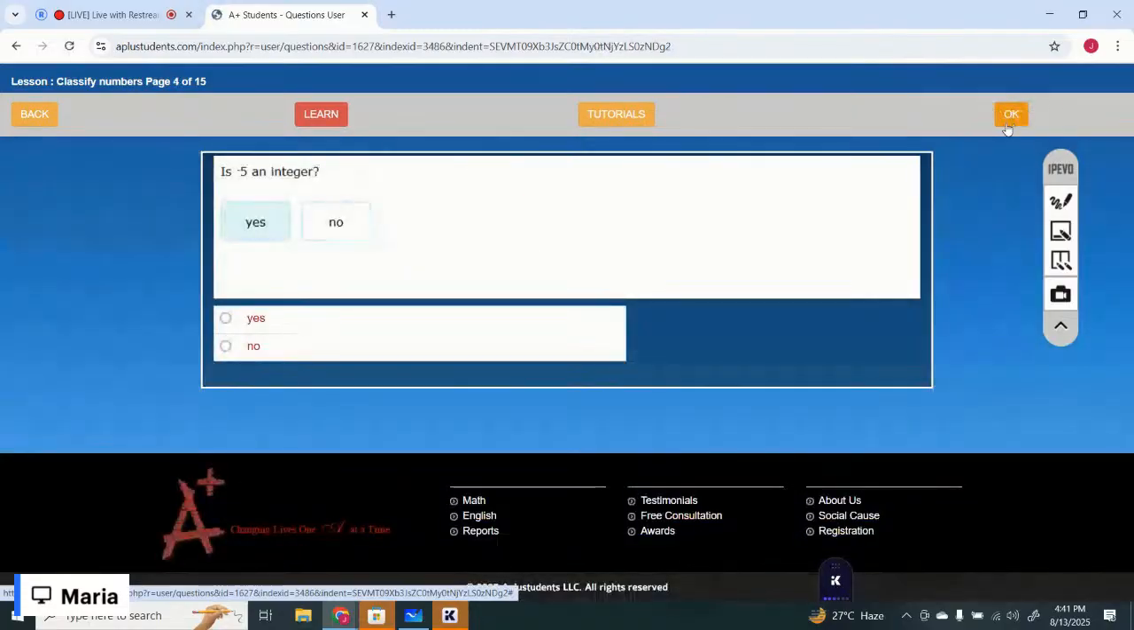Is negative 5 an integer? Yes, it is. All the whole numbers with the negative signs are integers. So yes, negative 5 is an integer. Option number 1 is the correct option. Yes, it is.